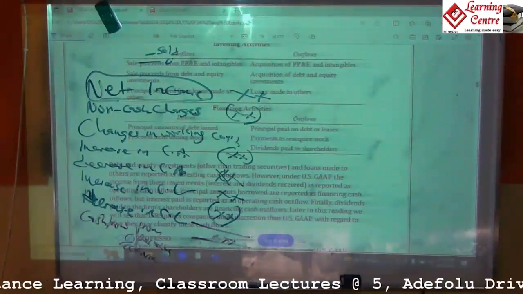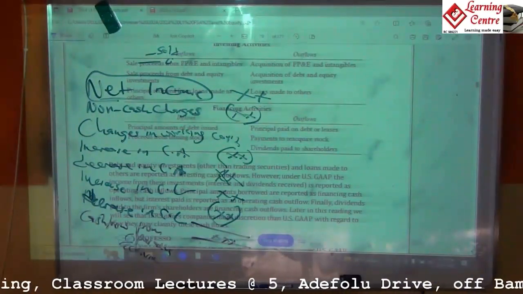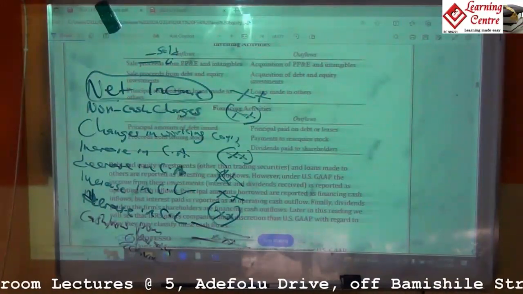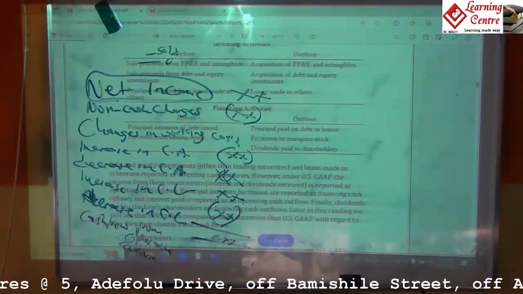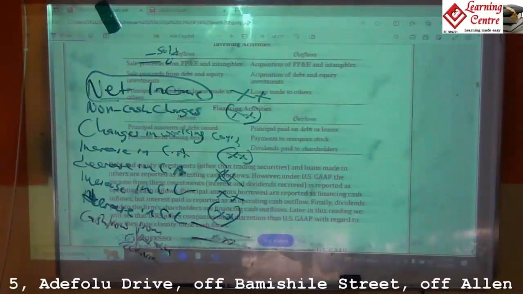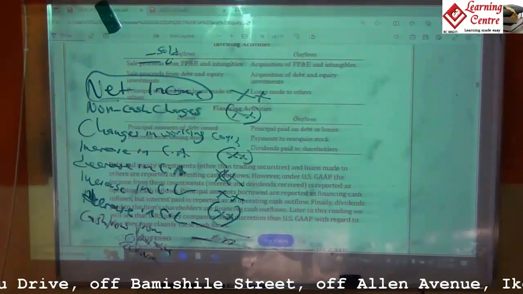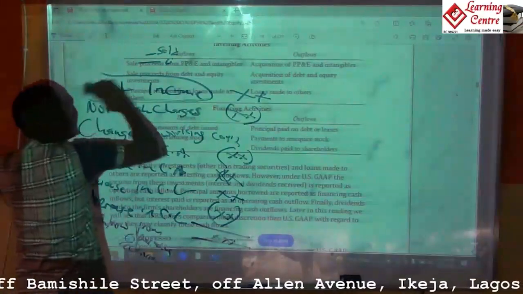So investing activity, that's right. Investing activity has to do with acquisition and disposal of fixed assets.